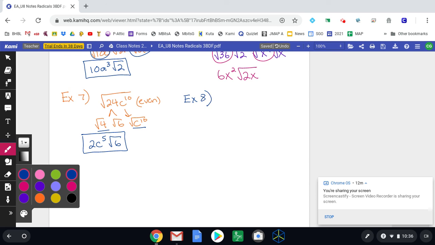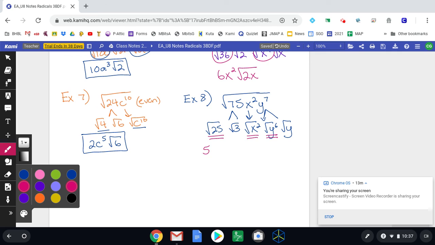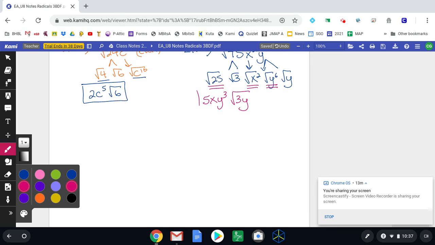Number 8. Let's do the square root of 75. Now let's use more than one variable. This time let's do an x to the 2nd, y to the 7th. So I'm going to break my 75 into a 25 and a 3. This is an even, so it gets its own parenthesis. This is an odd, so this is going to be a y to the 6th and a y. Now again, perfect, perfect, perfect. So 5x, y to the 3rd, radical 3y stays under the radical. There's my answer.